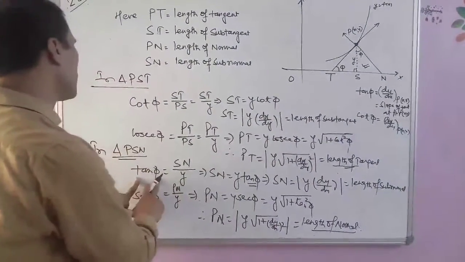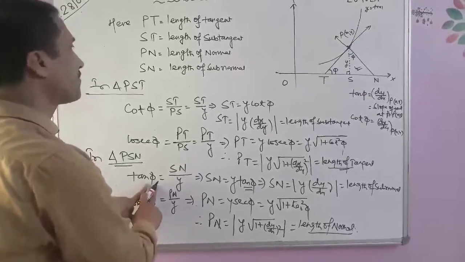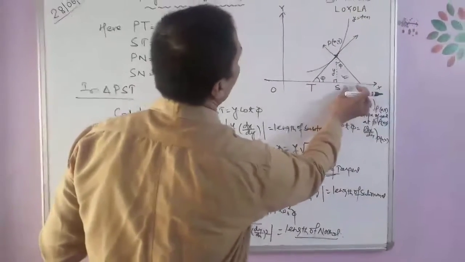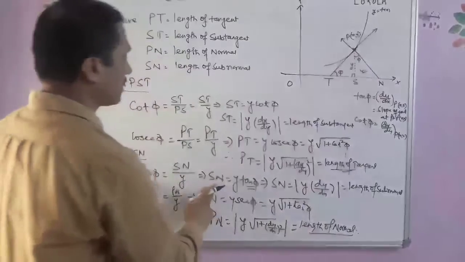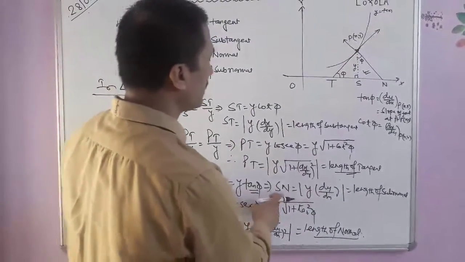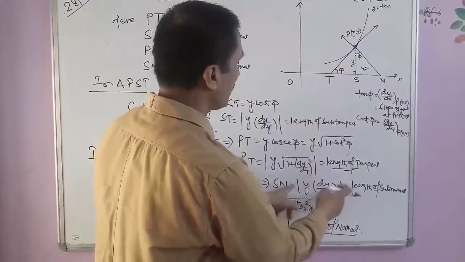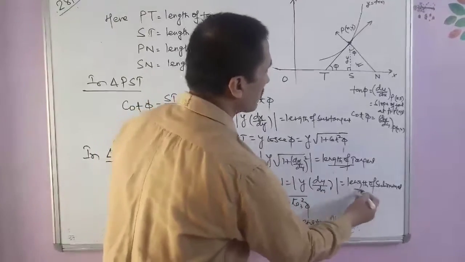Similarly, in the second triangle we take tan phi, p by b, SN upon y. So SN equal to y tan phi. SN equal to y tan phi means y dy by dx, take mod here. This is the length of subnormal.